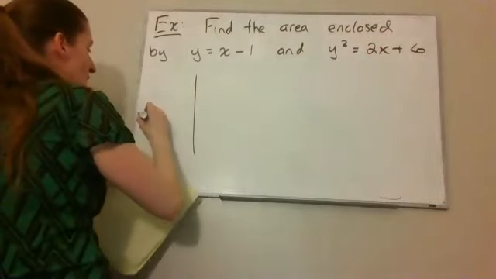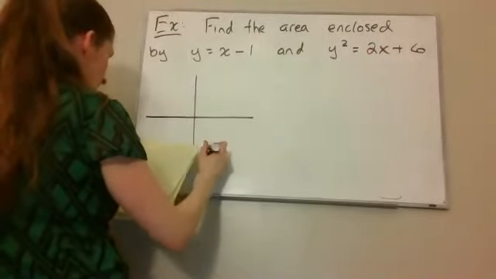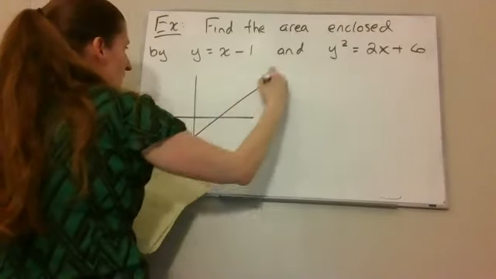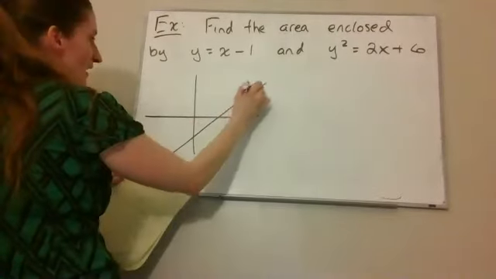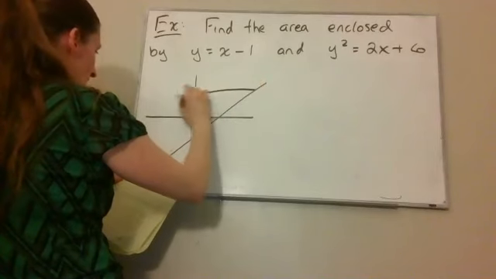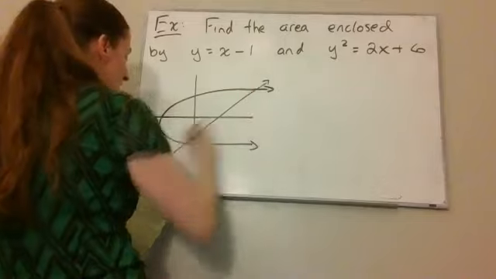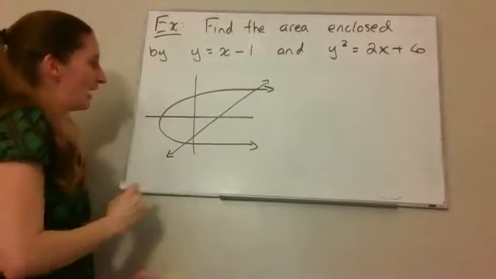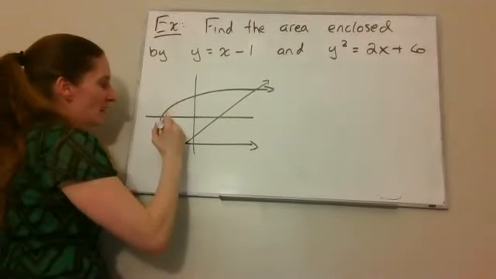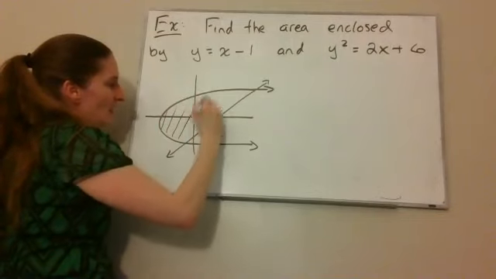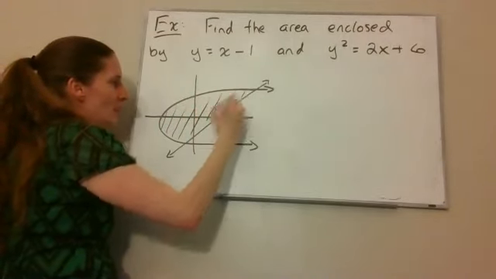And the graph is going to be given to you. So what this graph looks like, we have one straight line and then we have a sideways parabola. Looks something like this. So the area that we're talking about here is this whole region in between.